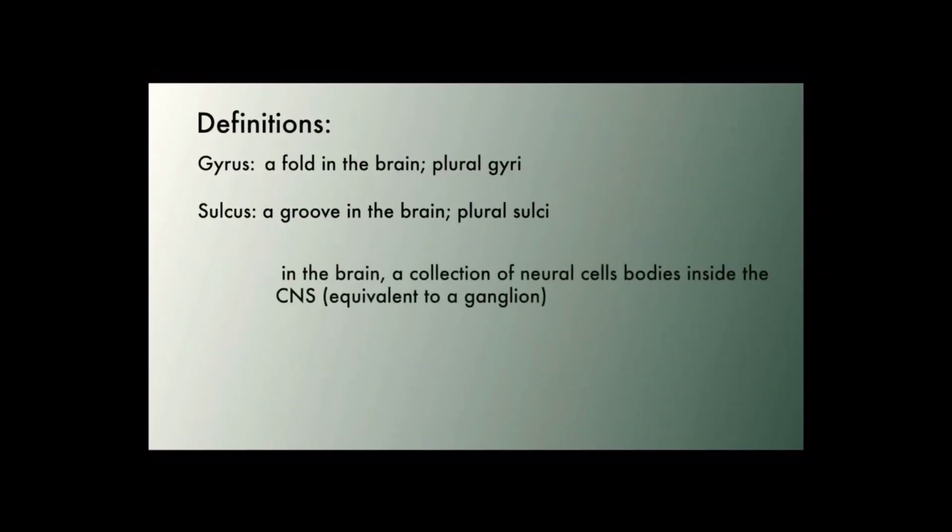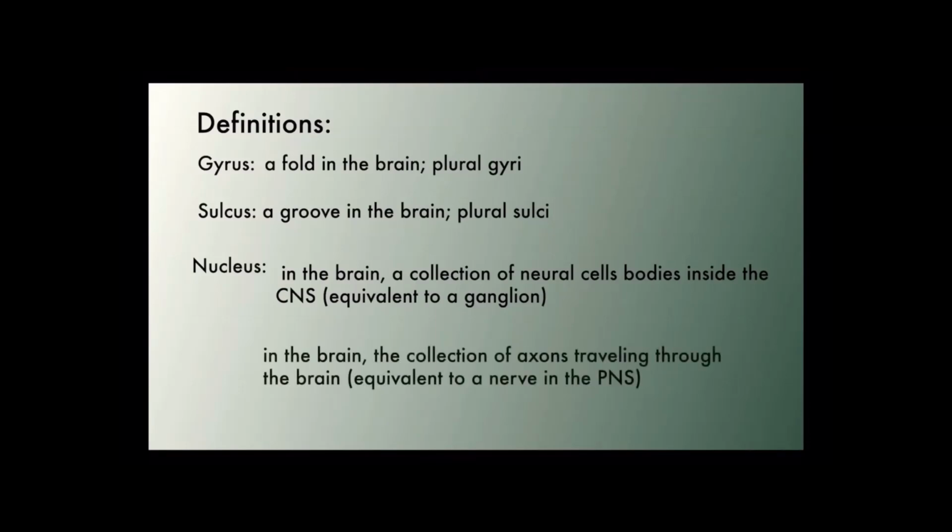So in the brain, we have a collection of neural cell bodies inside the CNS that's equivalent to a ganglion. What do we call that? That's right, nucleus. Nucleus. In the brain, a collection of axons traveling through the brain, equivalent to a nerve in the PNS. What do we call that? That's right. Doing great today. Tract.